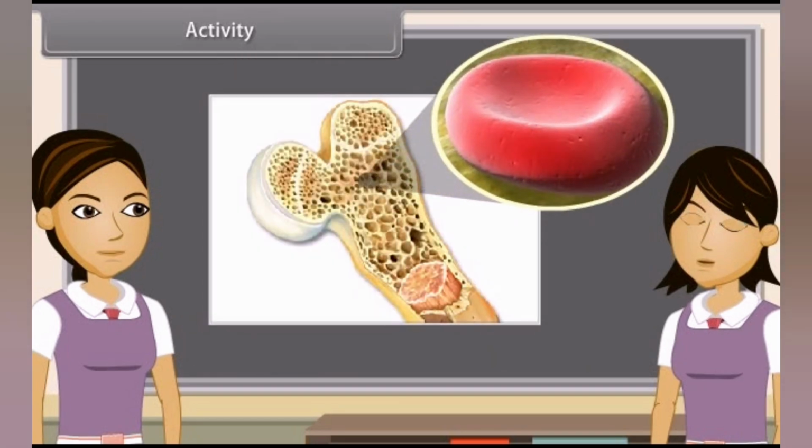Blood platelets are minute, anucleated, fragile fragments of giant bone marrow cells called megakaryocytes.